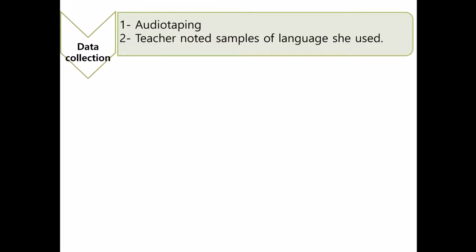To analyze case number 2, it is very important to apply the 4 steps of the observation cycle. So, number 1, data collection. In this case, the teacher collected her data through audiotaping her classes. That was 1. 2, she also paid attention to the way she used certain expressions. She noted samples of the language she used in her interaction with her students. That was step 1. Step 2, analysis.